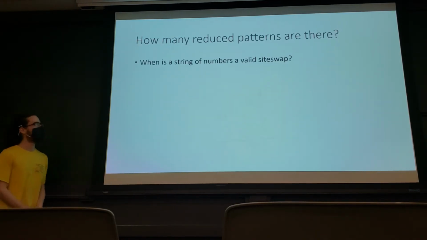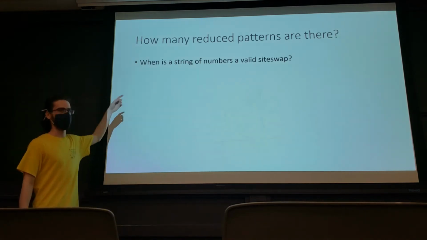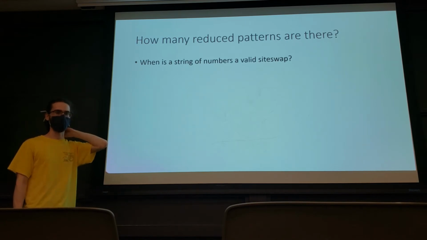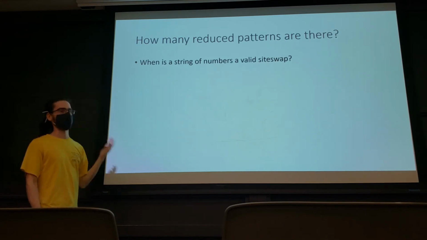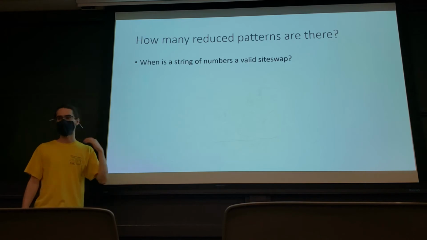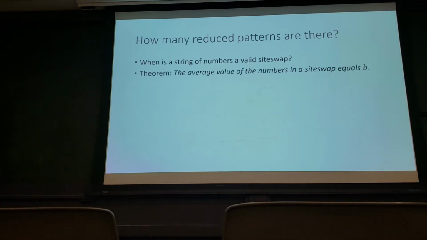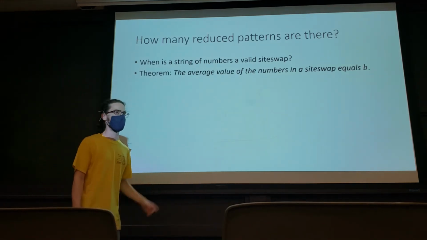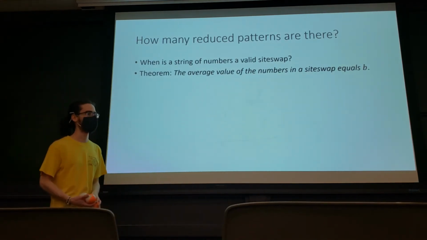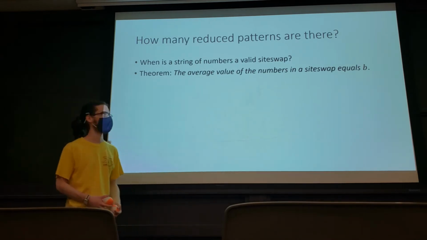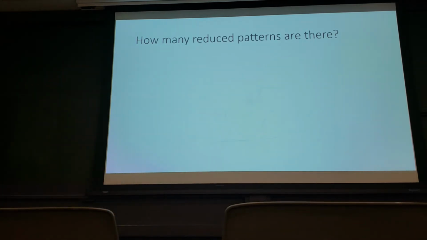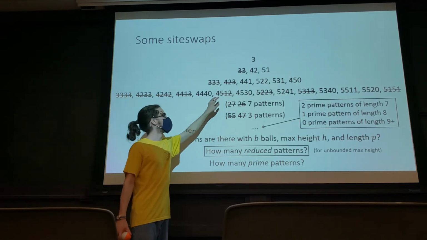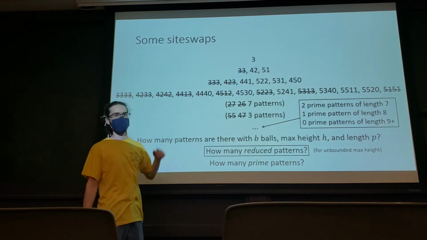So one potential way of answering this question is to answer the other question: when is a string of numbers a valid siteswap? And maybe if this has a particularly simple answer, we can just count the number of strings that have this property. One necessary condition is that the average value of the numbers in a valid siteswap has to be an integer. In particular, it's the number of balls. So if we go back to here, if you average all the numbers here, you're always going to end up with 3.